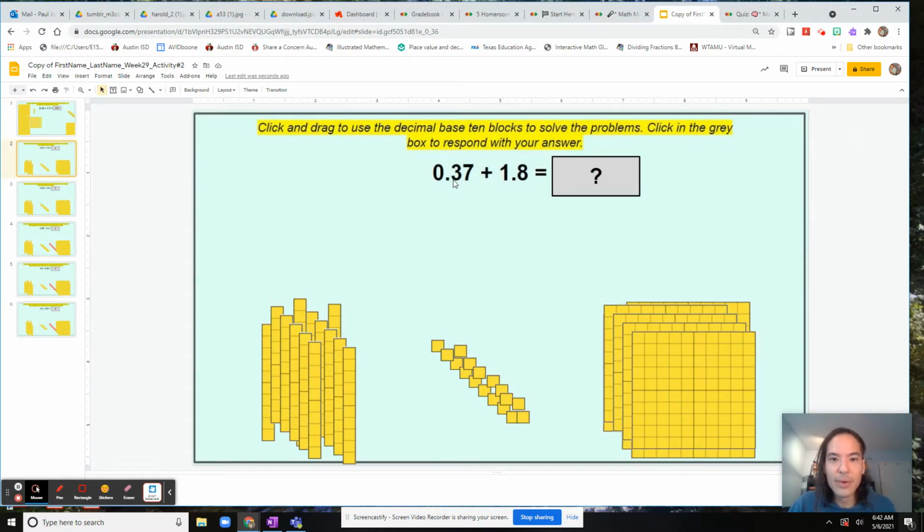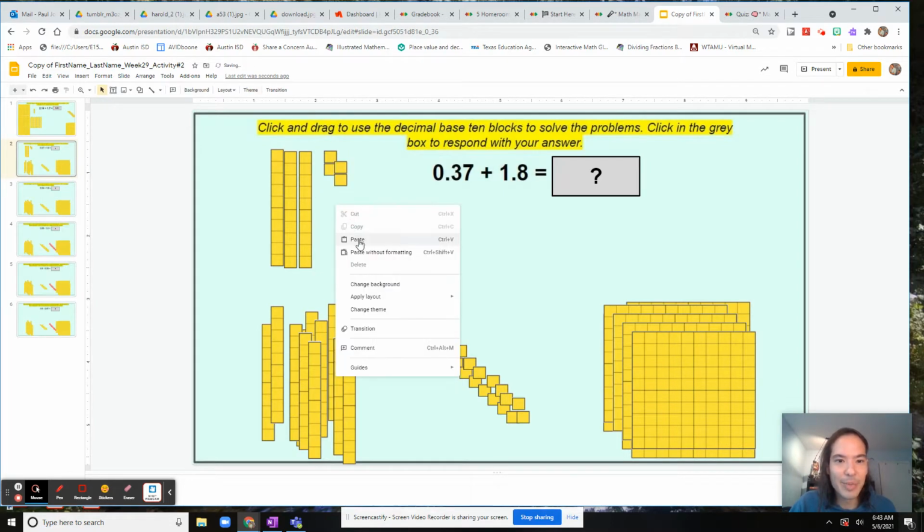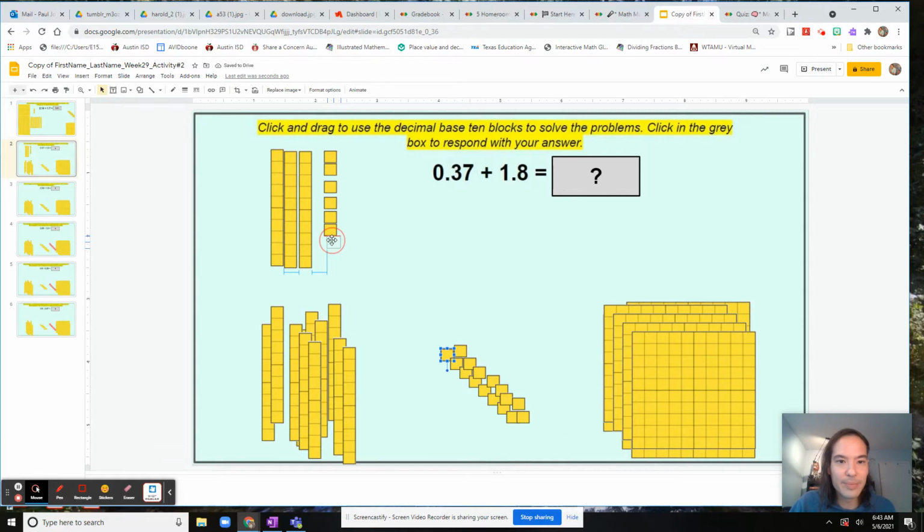All right. So we have 37 hundredths. So 3 tenths and 7 hundredths. There is 3 tenths. And then we're going to get 7 hundredths. So we need 7 of these. I'm taking shortcuts. I'm just going to copy and then paste and then paste. Okay, there's 2, 4, 6. Let me get one more. 7. Okay. There's 37 hundredths: 3 tenths and 7 hundredths.